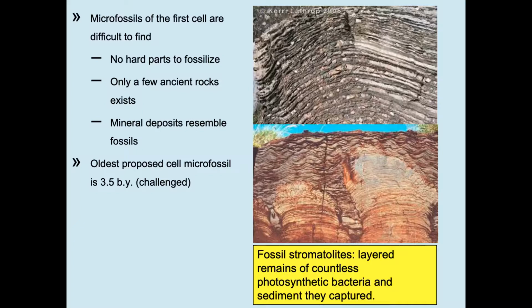This proposed oldest stromatolite fossil is found very degraded and may have formed geologically rather than by biological processes. Therefore, the oldest proposed cell microfossil of 3.5 billion years old is currently challenged. Fossils that are undisputed stromatolites appear about 2.8 billion years ago.